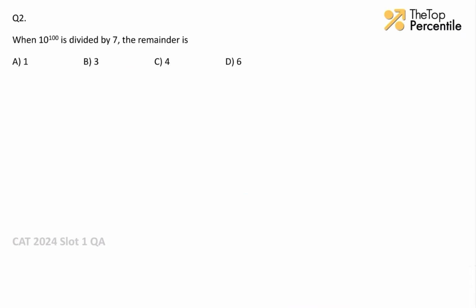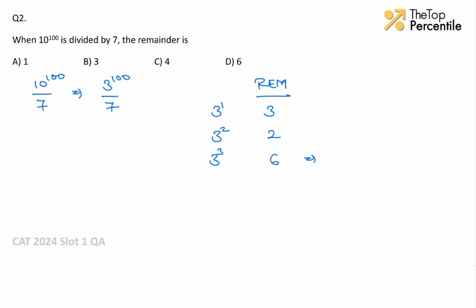When 10 to the power 100 is divided by 7, what is the remainder? So 10 to the power 100 divided by 7. 10 divided by 7 will give me a remainder of 3, so I can rewrite this as 3 to the power 100 by 7. We'll use the cycle of remainders method to find the remainder for this one. 3 to the power 1 will give me a remainder of 3. 3 square will give me a remainder of 2. 3 cube will give me a remainder of 6, which is nothing but a negative remainder. So that means 3 to the power 6 will give me a remainder of 1.